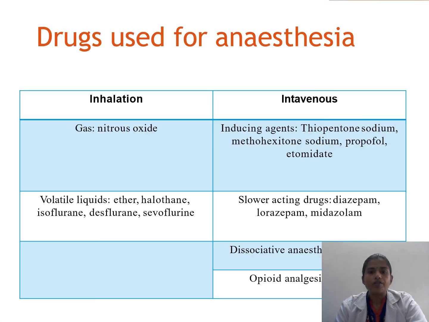Drugs used for anesthesia are classified into inhalation and intravenous. In inhalation anesthesia, for example nitrous oxide, and volatile liquids such as ether, halothane, isoflurane, desflurane and sevoflurane. In intravenous anesthesia, inducing agents, for example thiopentone sodium, methohexitone sodium, propofol, etomidate. Slower acting drugs, for example diazepam, lorazepam, midazolam. Dissociative anesthesia, for example ketamine. Opioid analgesics, for example fentanyl.